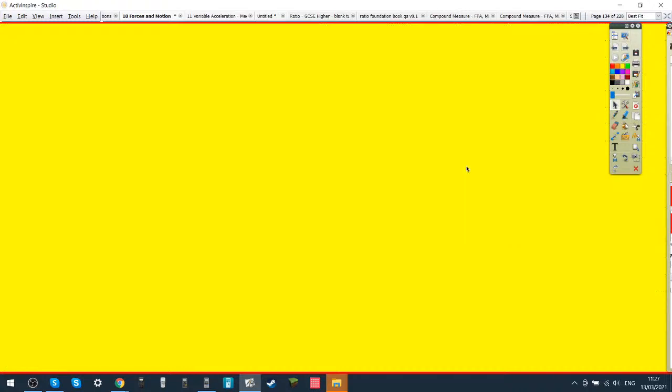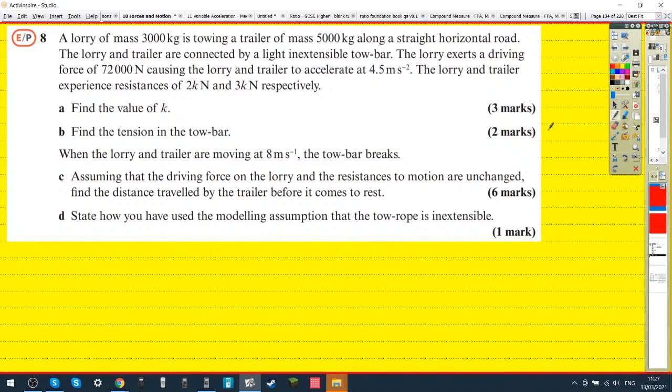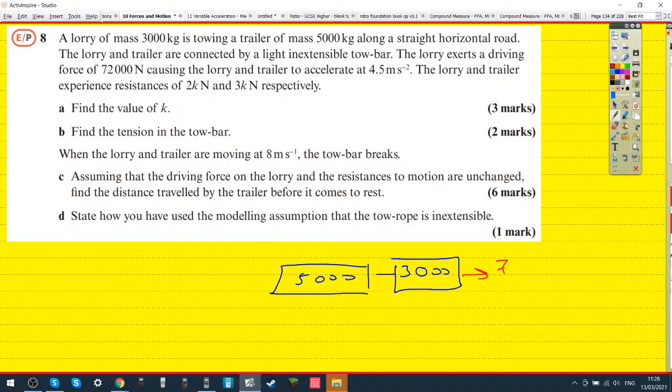Let me just see. So you have a lorry. Its mass is 3,000. It's towing a trailer. Its mass is 5,000. Along a straight horizontal road. Lorry and trailer connected by a light inextensible tow bar. The lorry exerts a driving force 72,000, causing the lorry and trailer to accelerate at that speed.